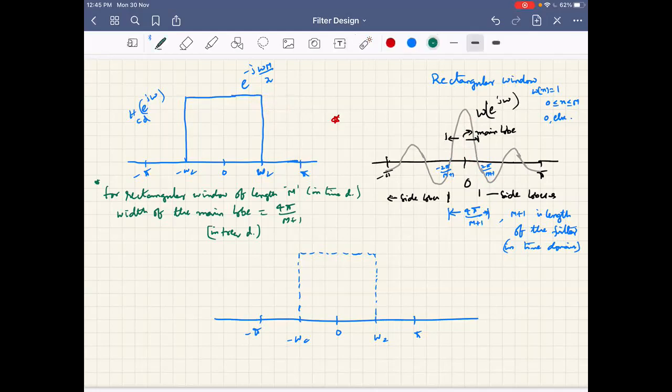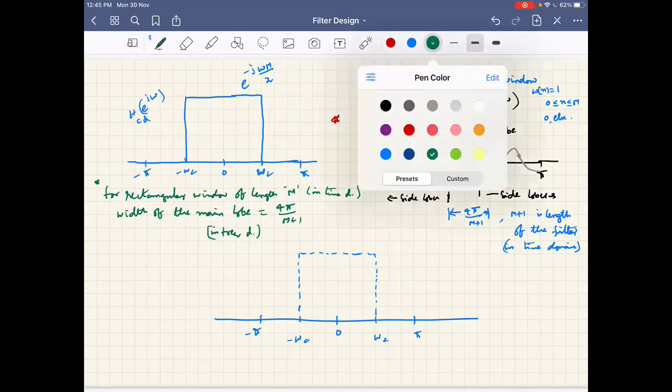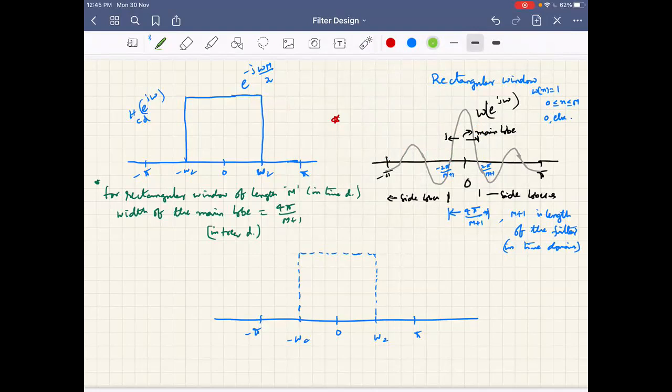So I will sketch here a rough sketch of how the frequency response of the convolution of these two looks. Please see if you can understand from that. Okay, so again it will be symmetric, and sorry, I think let me retry. Let me redraw.